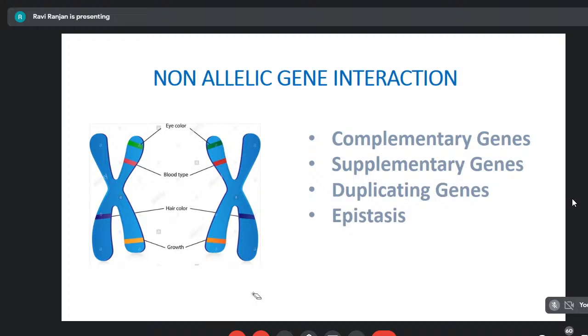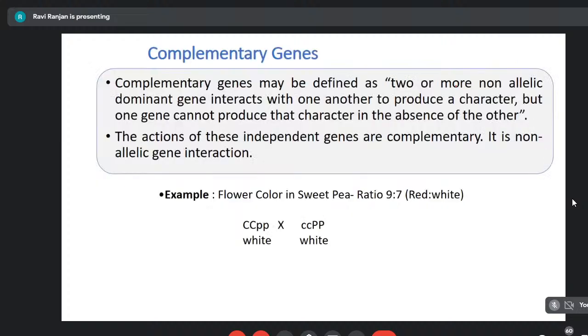So in non-allelic gene interactions, instead of a single alphabet, you will definitely have two alphabets, right? There will be two different pairs of genes which are interacting with each other to give you a character. Now, let us first of all see what complementary genes are. So, complementary genes are two or more non-allelic dominant genes which interact with one another to produce a character.